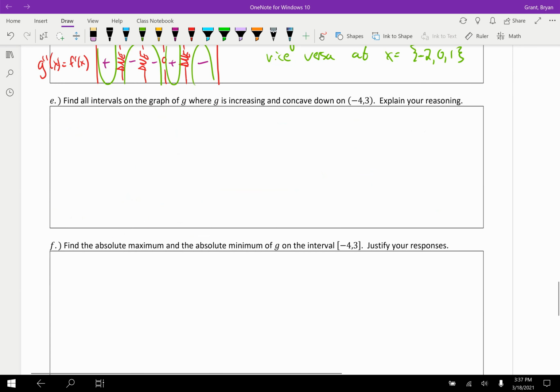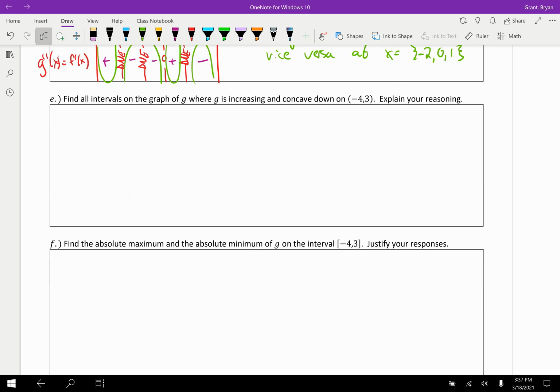All right, find all intervals on the graph of g where g is increasing and concave down. This sounds like a sweet double sign chart, and this double sign chart is going to be really easy to put together because we've already done both of the single sign charts.